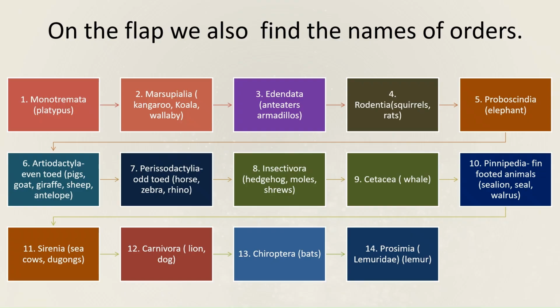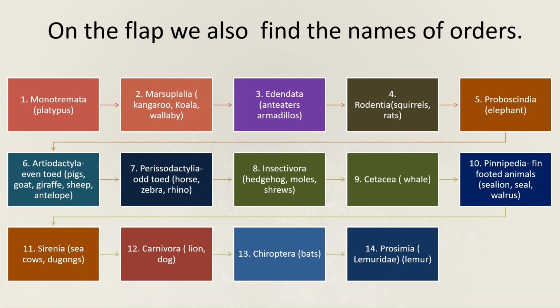On the flap, we also find the names of orders. 1. Monotremata, that is platypus. 2. Marsupialia, that is kangaroo, koala, and wallaby. 3. Edentata, that is anteaters or armadillos. 4. Rodentia, that is squirrels and rats. Then we have Proboscidea, which is elephant.